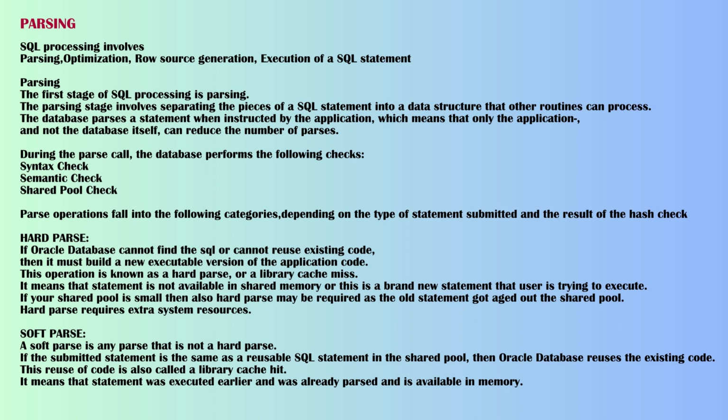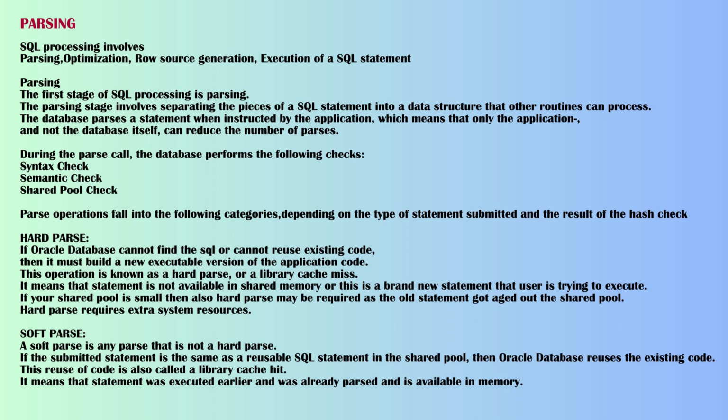The Oracle engine will calculate the hash value for the SQL statement and look in the shared pool. If the statement is not already present, then it allocates shared memory and creates a cursor in the shared pool. It looks for the memory address for the statement and the hash value of an execution plan for the statement, and generates the execution plan. Parse operations fall into the following categories, depending on the type of statement submitted and the result of the hash check.